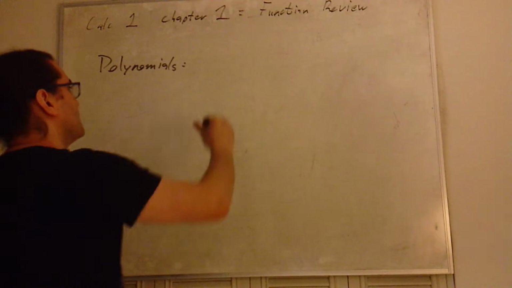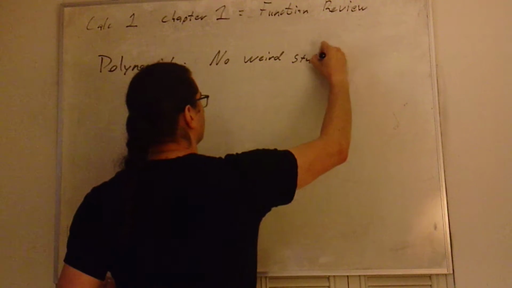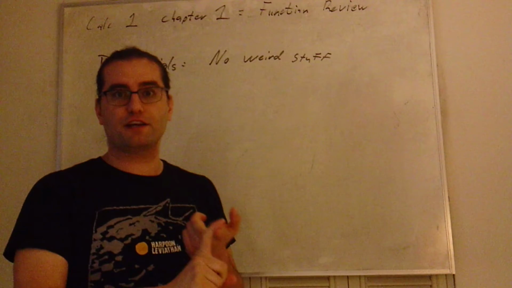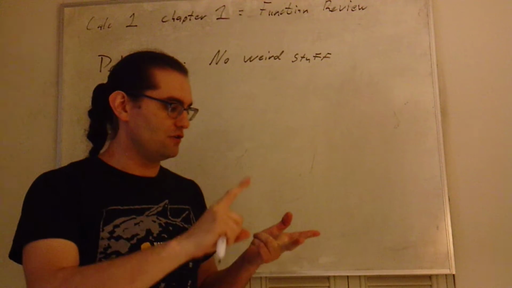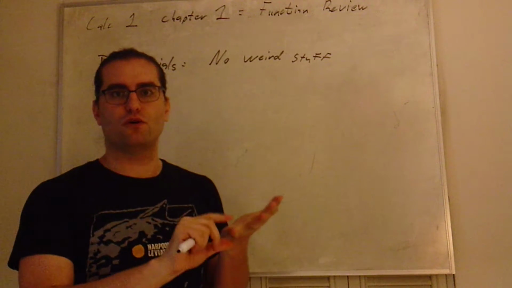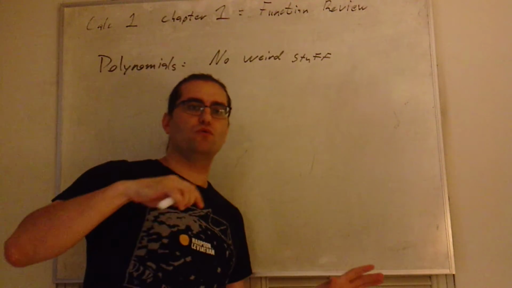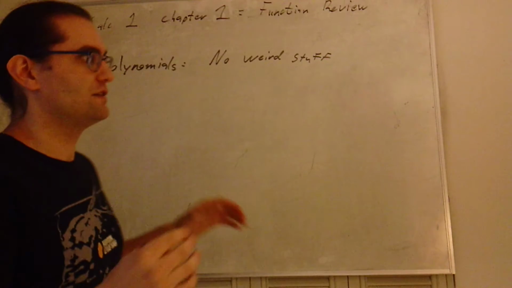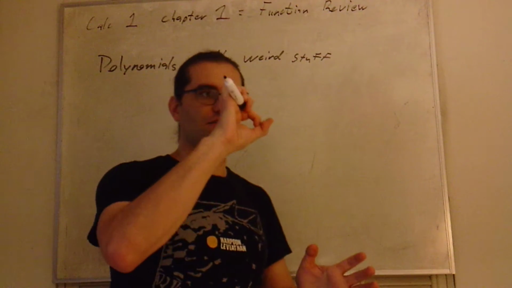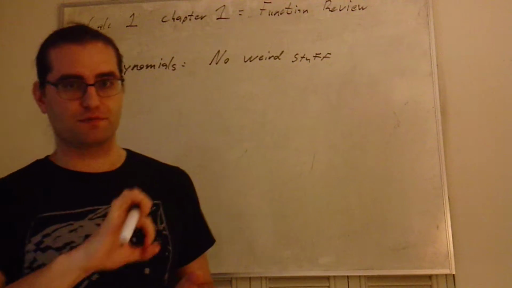Generally, polynomials means no weird stuff. In terms of functions, this means no negative exponents or division by variables, no radicals or fractional exponents, no trig, no exponentials, that means variable exponents, no logarithms, no weird shenanigans. It's just very simple, straightforward numbers, and variables with positive whole number exponents.